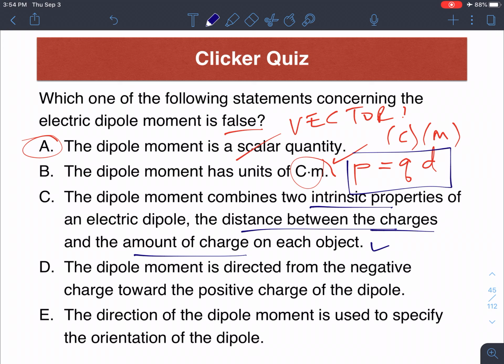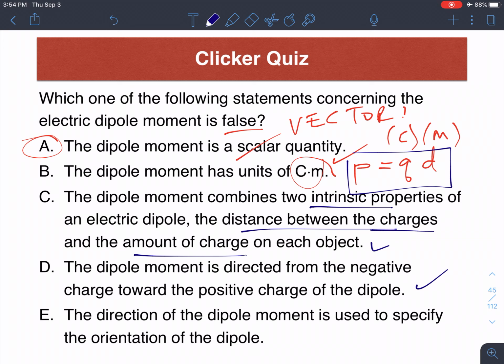The dipole moment is directed from the negative charge toward the positive charge of the dipole. This is something you kind of need to remember. One thing that helps is it's opposite to the electric field direction, because the electric field would go toward the negative and away from the positive. They're not the same thing, of course, right? But this is a true statement.